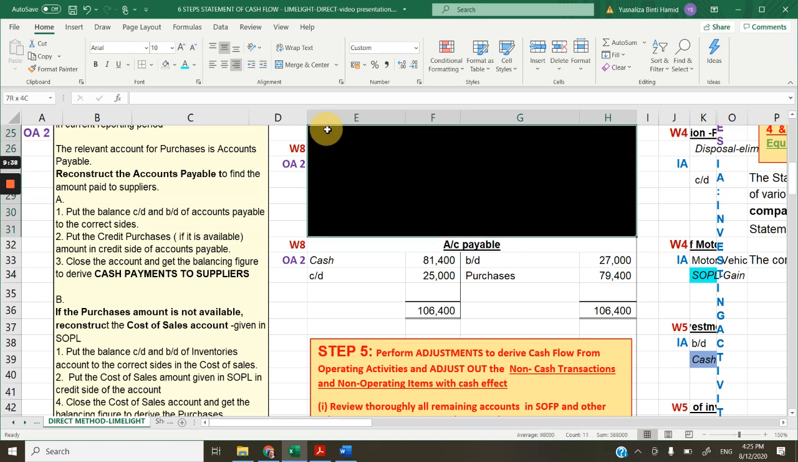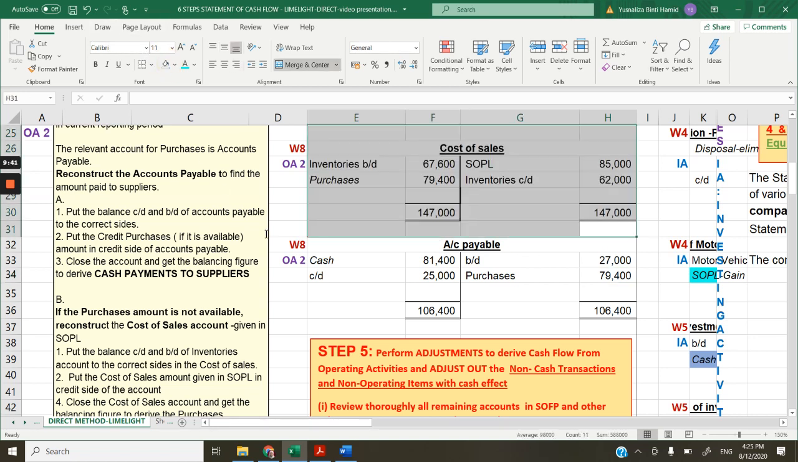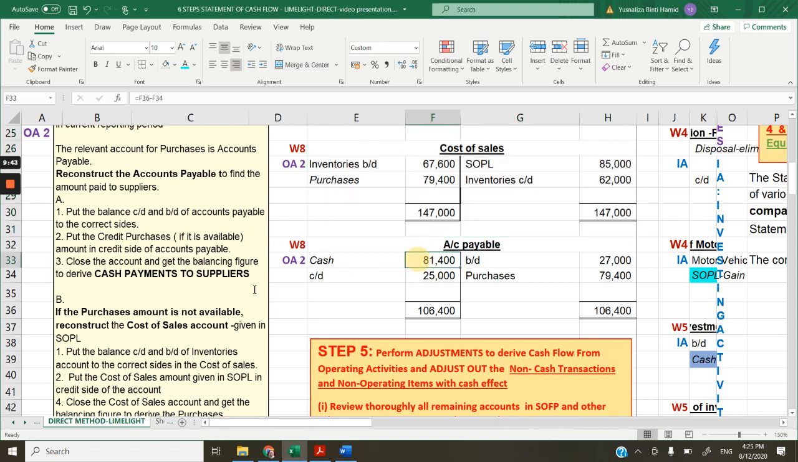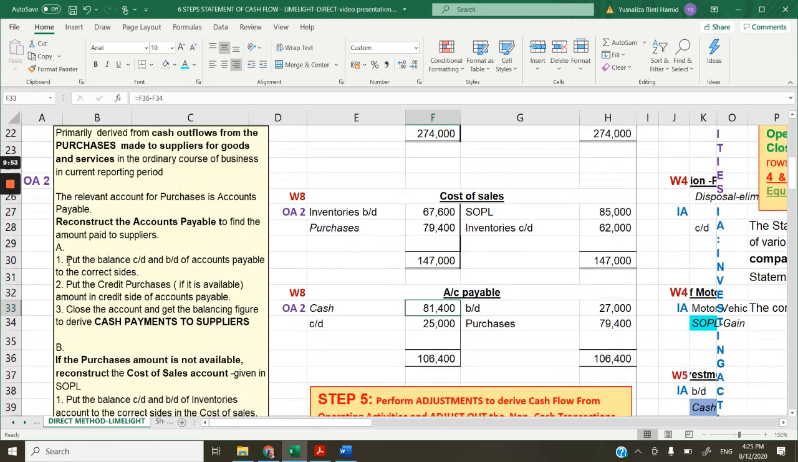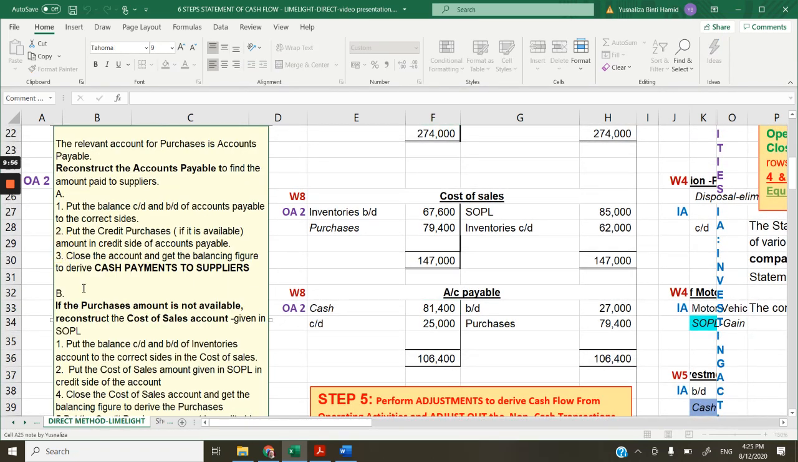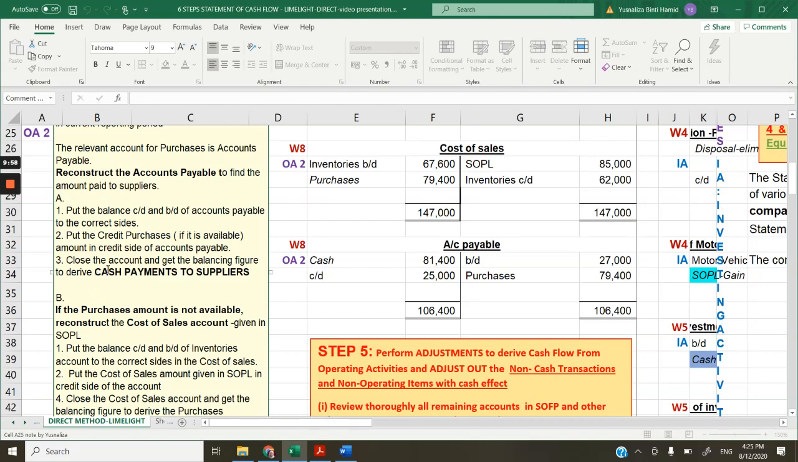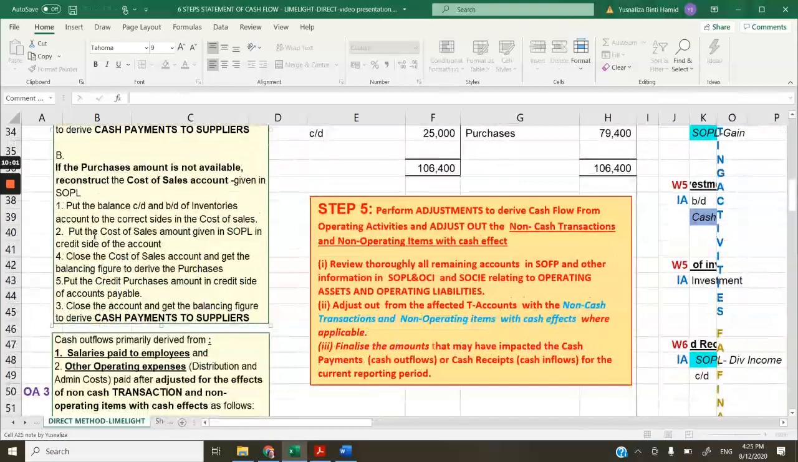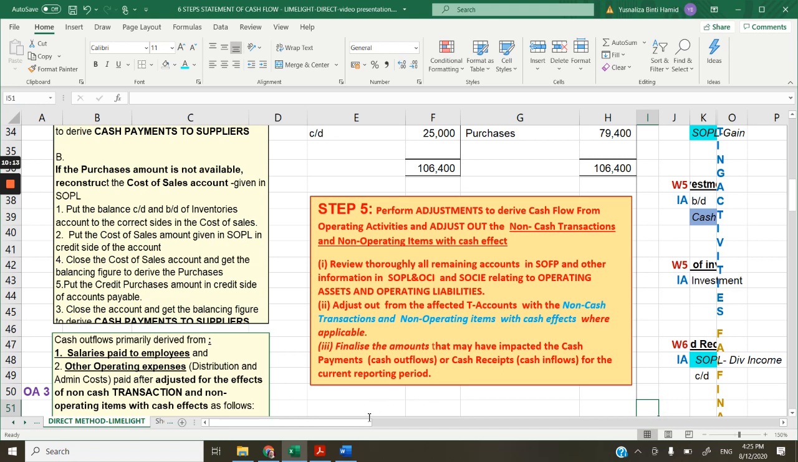If it's not available, you need to work that out by constructing your cost of sales account. So in my question, I cannot use working A because I do not have my credit purchase. I can only do working A if I have the credit purchase given. If that is not given, don't worry, you can still work that out. If the purchase amount is not available, you need to reconstruct the cost of sales account, which is given in the SOPL. So if you go to your SOPL, one moment.